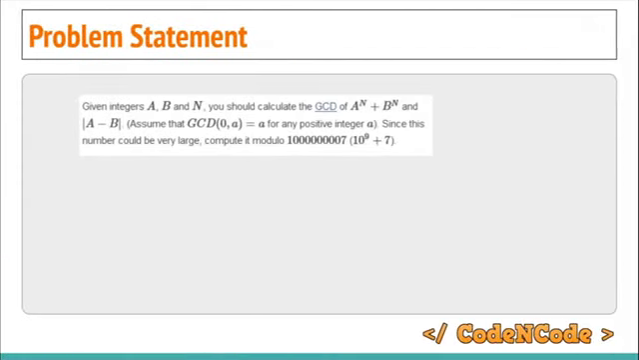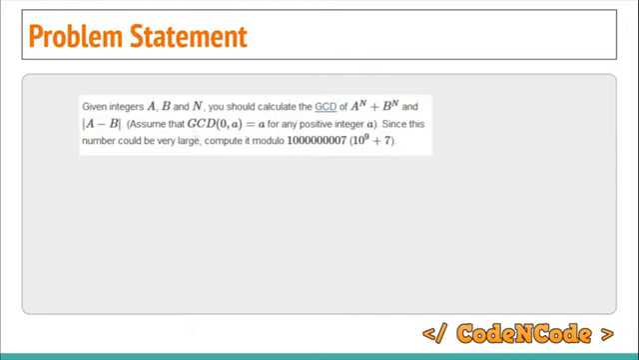So the problem is you are given three integers a, b and c, and you have to calculate the GCD of two numbers where the first number is a raised to power n plus b raised to power n, and the second number is the absolute difference of a and b. And in the bracket it says that GCD of 0 and a is equal to a.